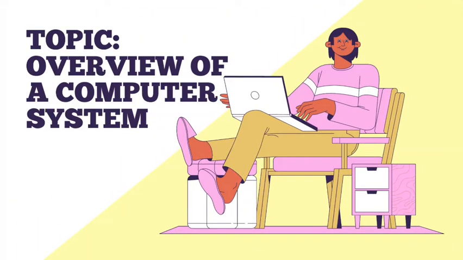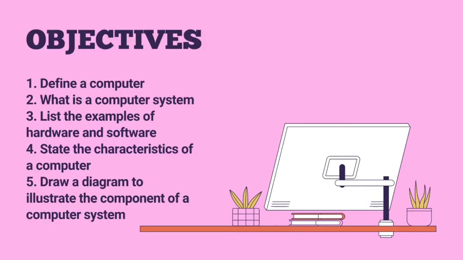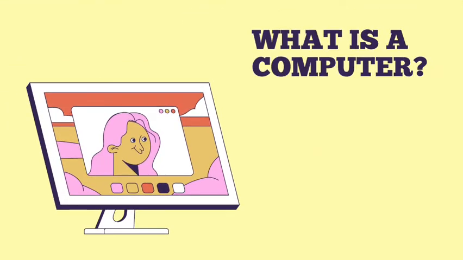Hello students and welcome to computer science class. Our topic for today is the overview of a computer system. When you were in junior secondary, J1 to be precise, you were taught the computer and all things about the computer. So what's a computer?